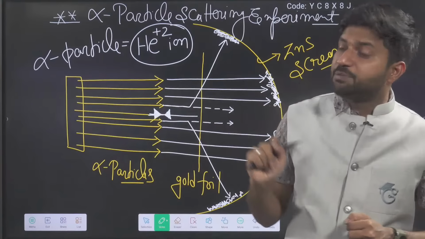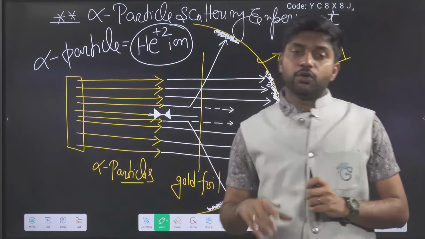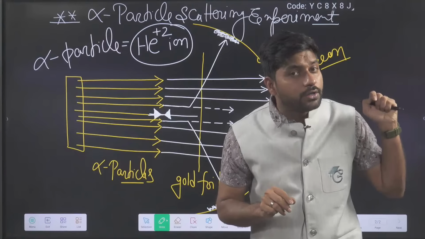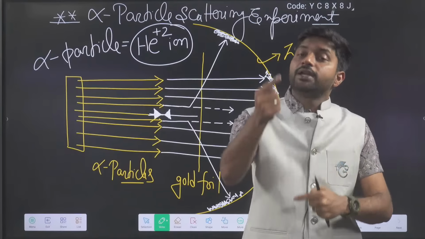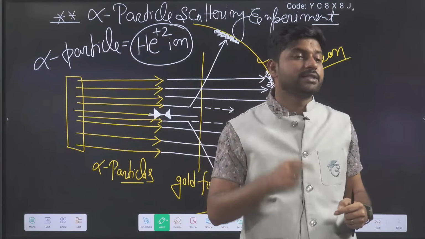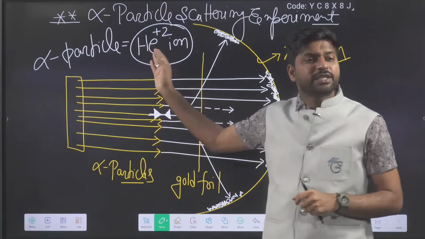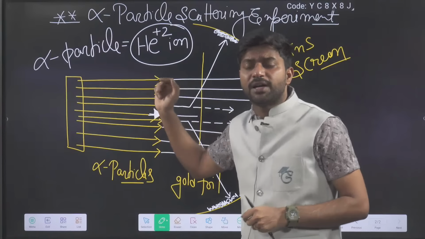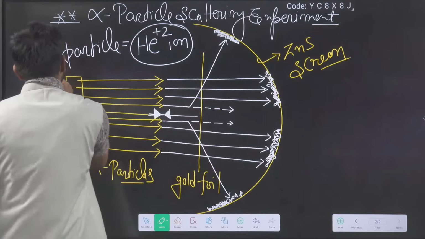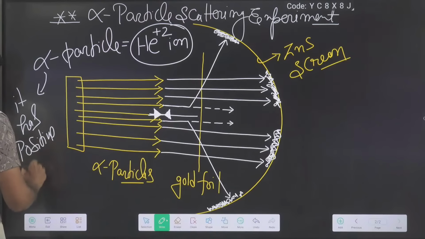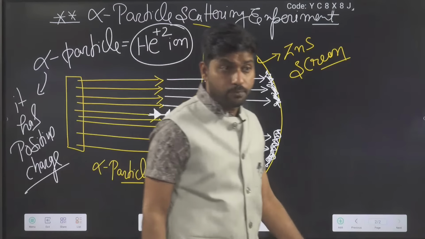When the anode ray experiment was going on, I told you that if you fill hydrogen gas inside the tube, you will get protons. And when you fill helium gas, you will get alpha particles. So this is the alpha particle. Which kind of charge does the alpha particle have? Positive charge.